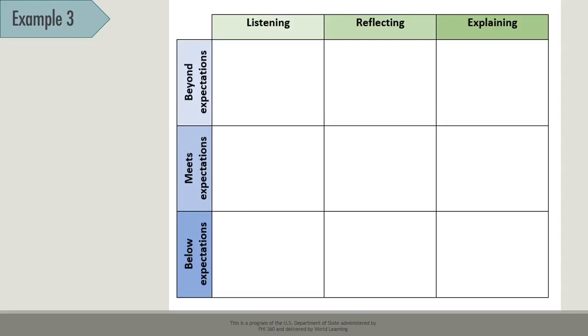This last example includes levels of mastery related to meeting criteria expectations. When considering what to write for levels of mastery, it's important to think about who your students are and the purpose of the rubric.